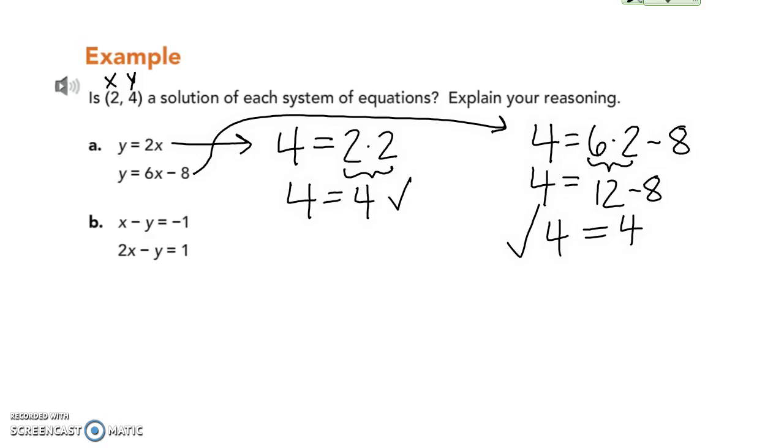Looking at the second one, I'm going to show you how you would know it would not be. So for the first equation coming down here, I would put 2 minus 4 equals negative 1. What is 2 minus 4? That is negative 2.